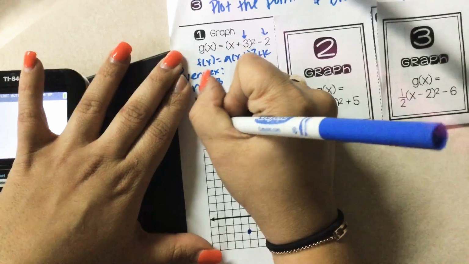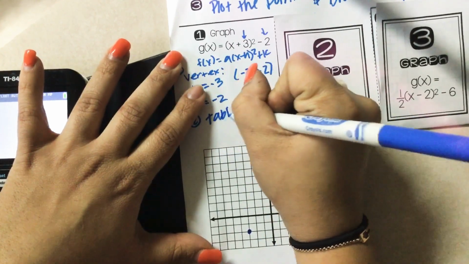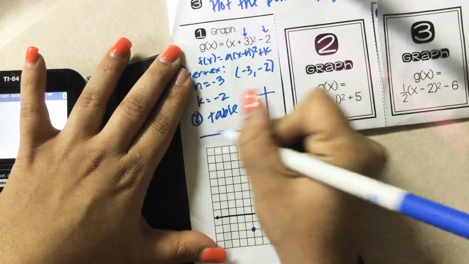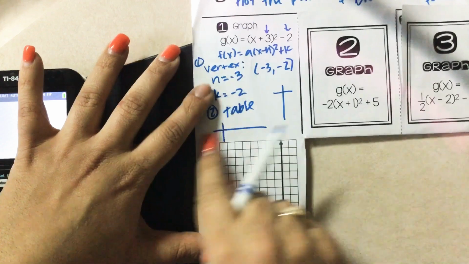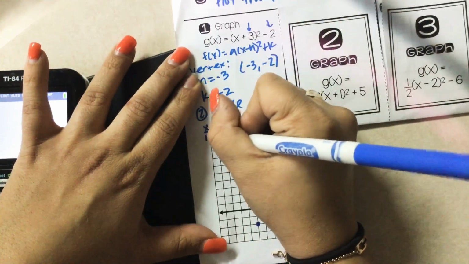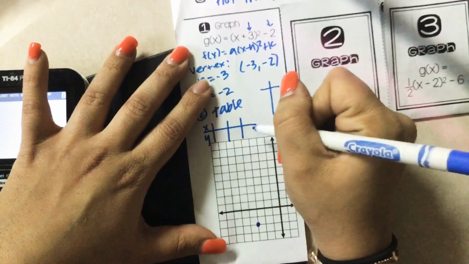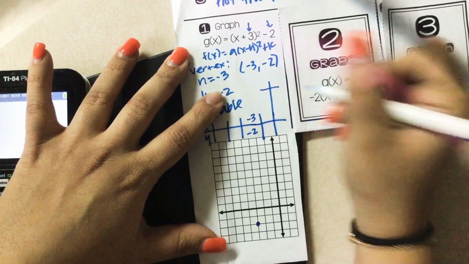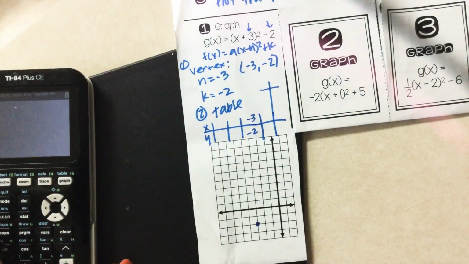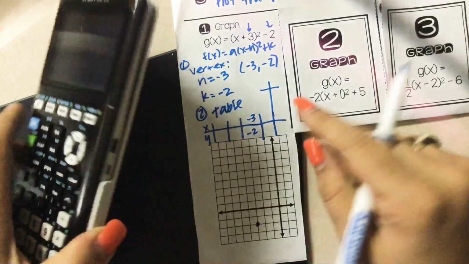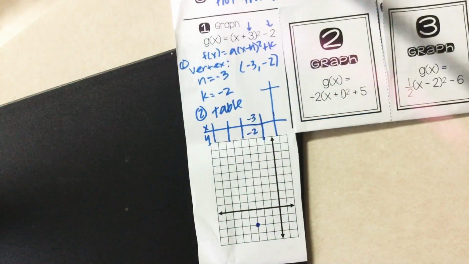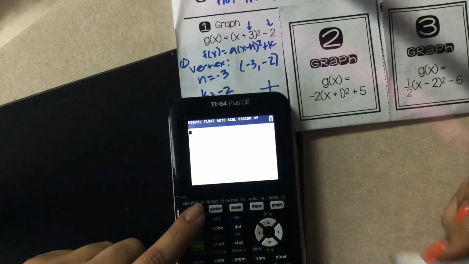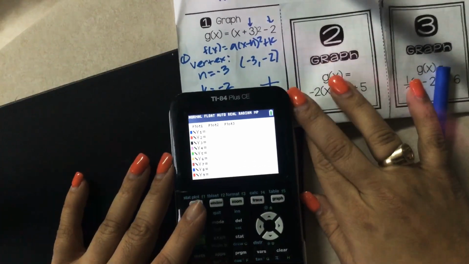Your second step is to make that table. Now you can either have it this way or you can have it this way. I just have more room to make it horizontally, so I'm going to set it up like so. 2 before, vertex, and 2 after. And I'm not going to fill in the numbers right before because sometimes it's not always going to be the number directly before or after. We're going to go into y equals right here.